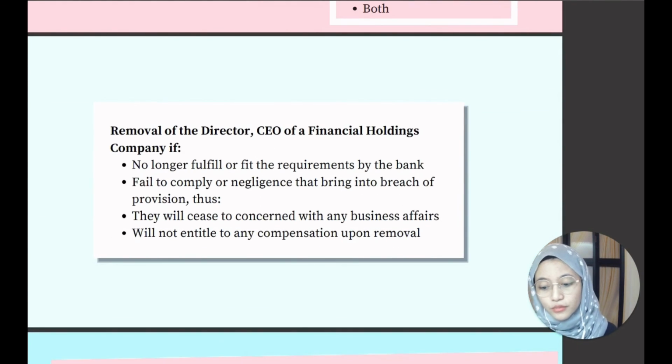Lastly is the removal of the director or CEO of the financial holding company if they are no longer able to fulfill the fit and proper requirements specified by the bank, or they have failed to comply, or if they perform any negligence that can contribute to the breach of the Act's provisions. Once the CEO is removed, they will no longer have any concern regarding the business affairs, and will also be given no compensation upon the removal.